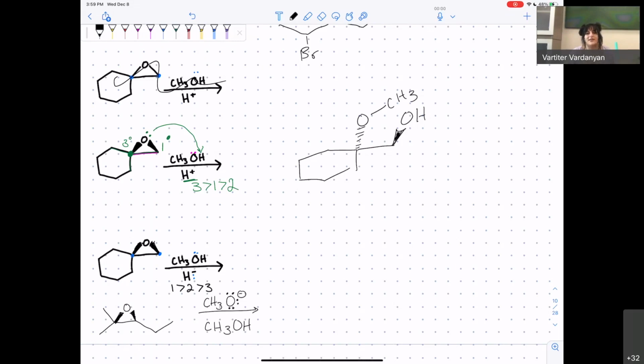The only difference with the base catalyst is that it goes 1, 2, 3. Therefore, it's going to open the other way around. So you end up with the OH on this side and the OCH3 on this side. Questions, comments, concerns? And we're going to skip this one too because it's more of the same thing.